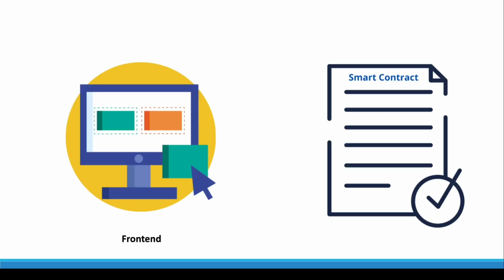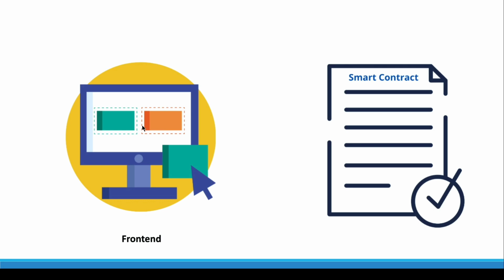Let's say as a blockchain developer, you want to create a decentralized application. What is a decentralized application? A decentralized application is an integration of your front end with your smart contract. And when you deploy this integration of front end with your smart contract on a decentralized network, you get a decentralized application.